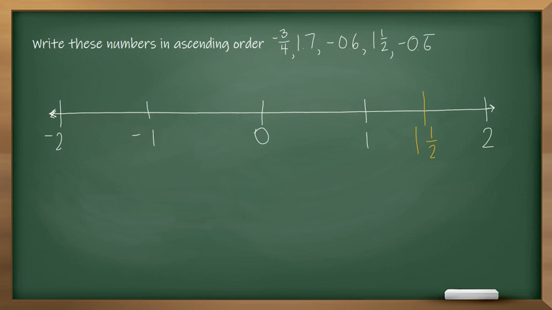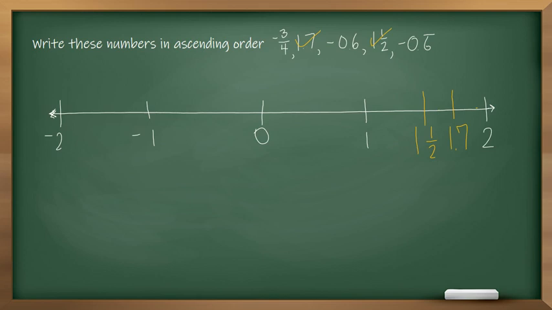The next one, maybe I'll do 1.7 or 1 7/10. That means it's one whole and 7/10 past that. So it should be past 1.5, right? Because 1.5 would be like 1.5. So I want to put 1.7 past there.